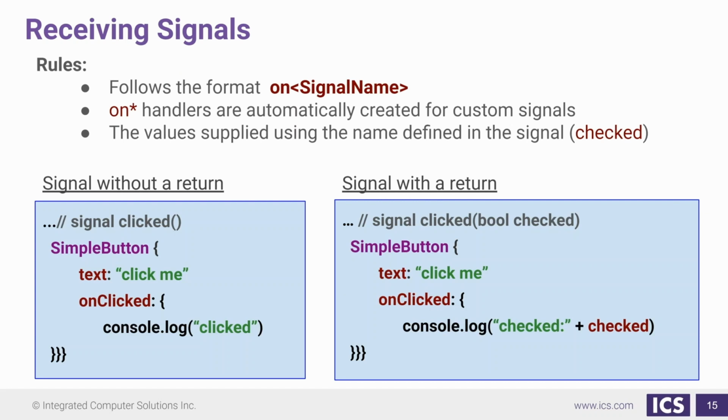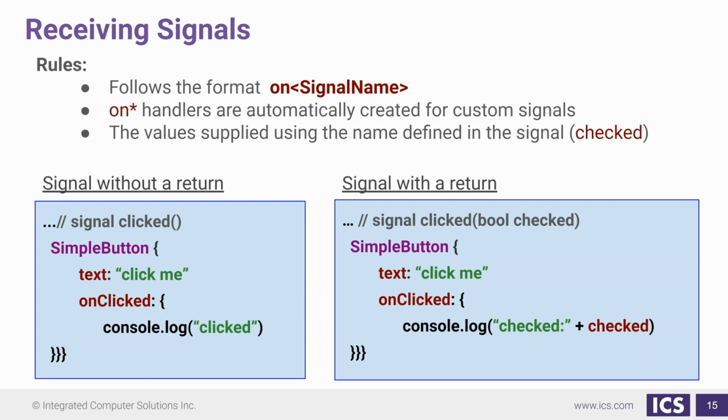Now, the signals and handlers go in pairs. So whenever we create a signal, we're going to have a handler that's created automatically with the format on, then the signal name with a capital letter. Again, these are automatically created, and the values that are referenced are the same names that are used in the signal definition. So if we look at our example on the left here, we have our simple button where it has a clicked signal that's not passing anything. So here in onClicked, we're able to log to our console that the click happened. So we just log the string clicked.